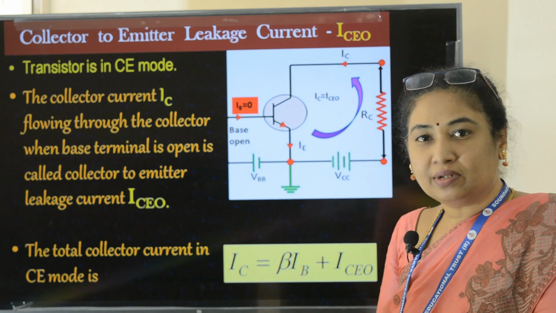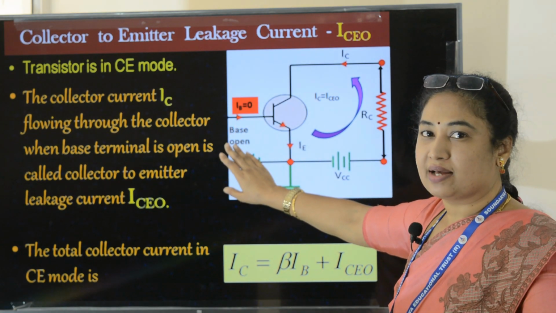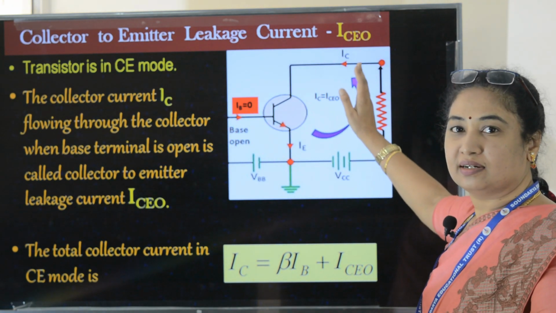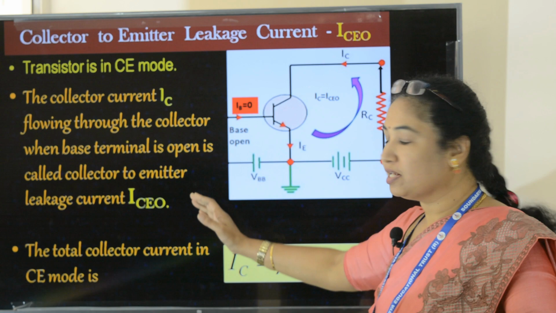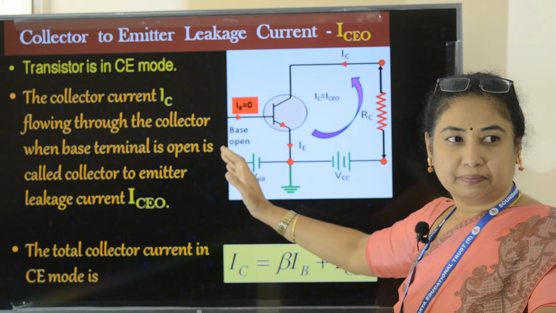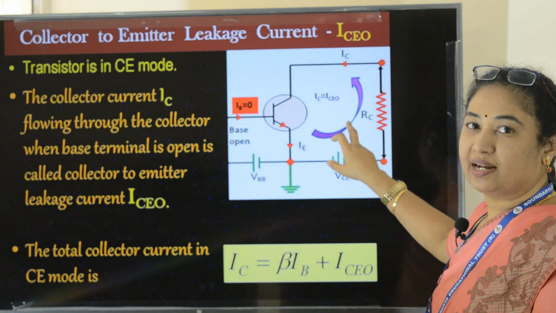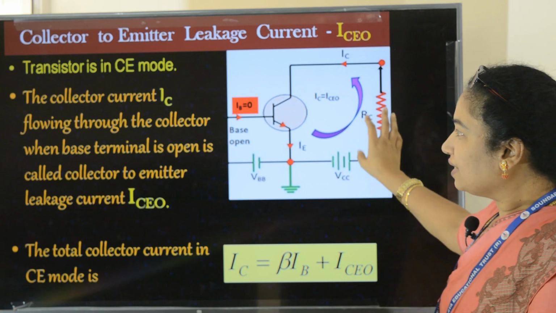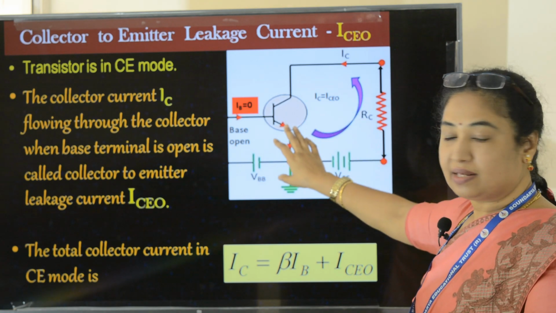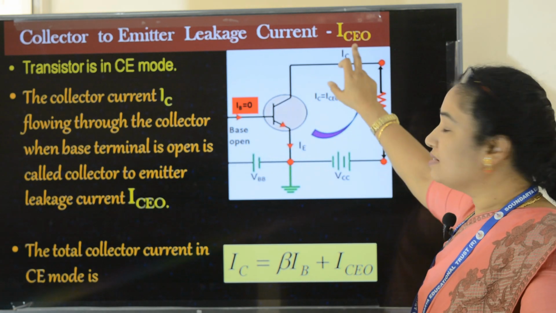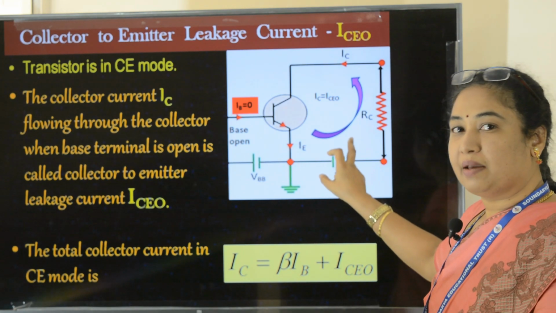When we want to consider total collector current, we do apply forward bias here. When we apply forward bias here, we get sufficient charge carriers reaching the collector, which gives rise to IC majority, that is the majority charge carriers because of the forward bias junction, as well as the leakage current because of the reverse bias. So the collector current flowing through the base terminal, when base terminal is open, we call it ICEO. So this ICEO is a leakage current in common emitter configuration.